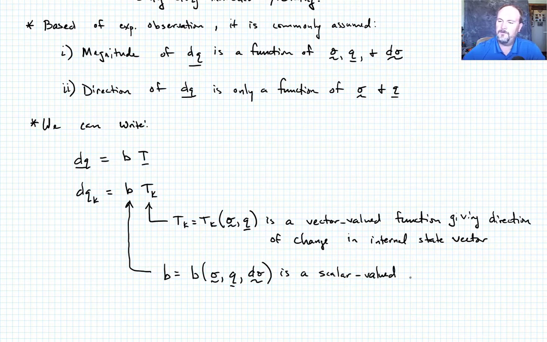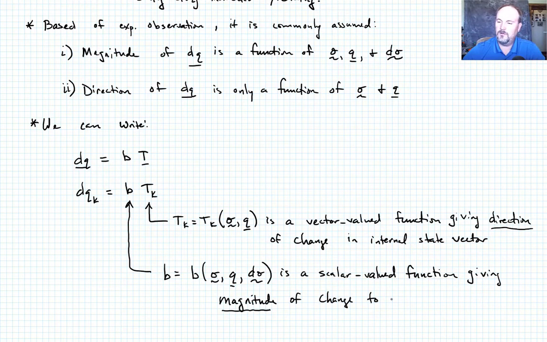It's a scalar-valued function giving the magnitude of the change. So one is direction, one is the magnitude of the change to q due to some d sigma. Okay?